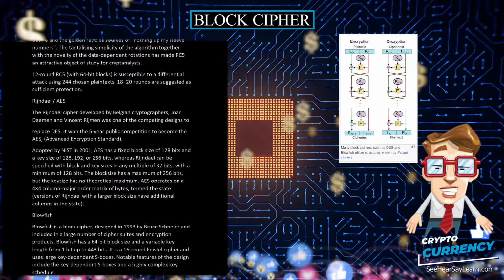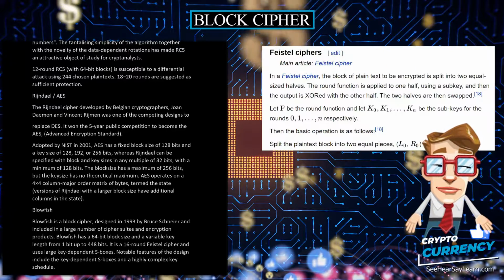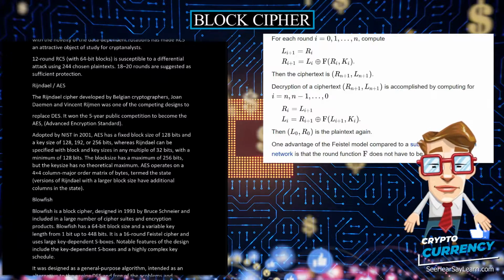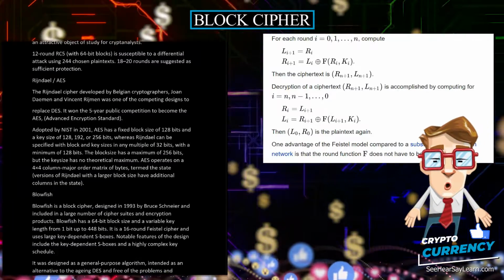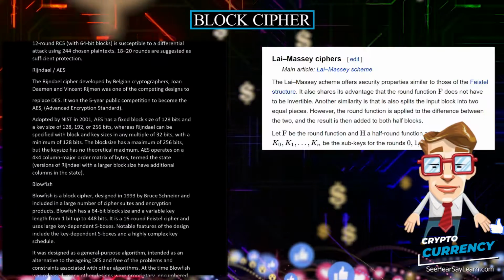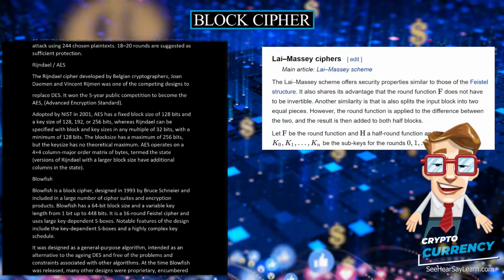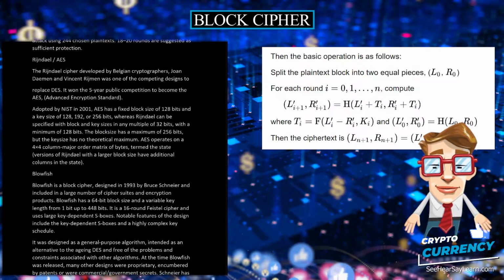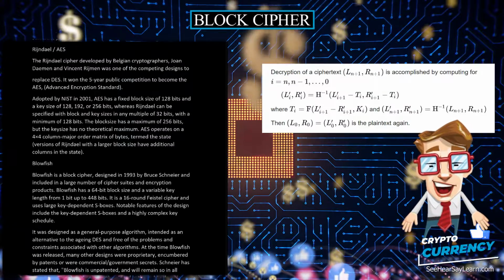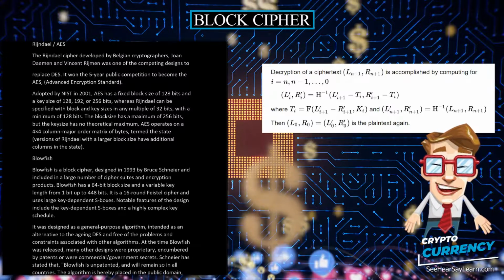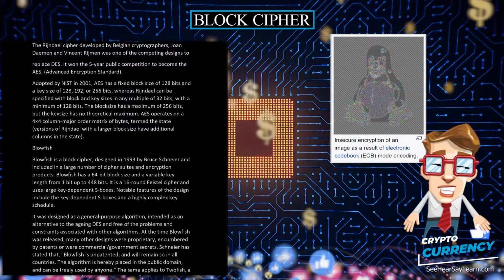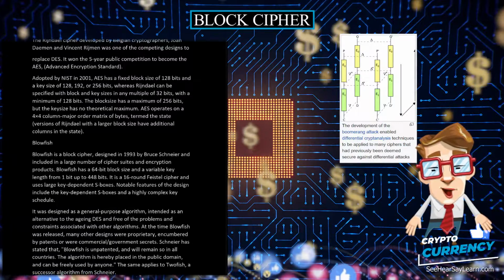Blowfish. Blowfish is a block cipher, designed in 1993 by Bruce Schneier and included in a large number of cipher suites and encryption products. Blowfish has a 64-bit block size and a variable key length from 1 bit up to 448 bits. It is a 16-round Feistel cipher and uses large key-dependent S-boxes. Notable features of the design include the key-dependent S-boxes and a highly complex key schedule. It was designed as a general-purpose algorithm, intended as an alternative to the aging DES and free of the problems and constraints associated with other algorithms.